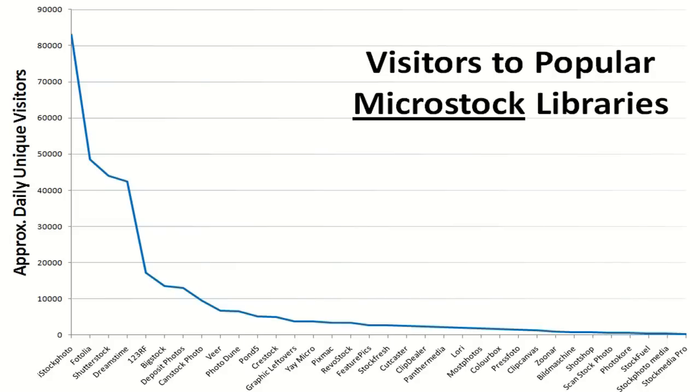We can see the long tail in various places in the Microstock market, and this shows the approximate number of daily unique visitors to the top, I think, 30 Microstock agencies. You can see a fairly clear long tail distribution, and if I included the hundreds of other Microstock agencies, you would see very much the same thing, with a tall head and a long low tail.